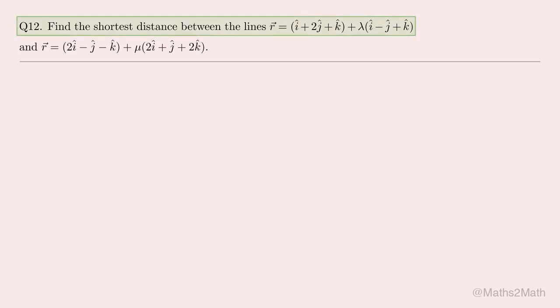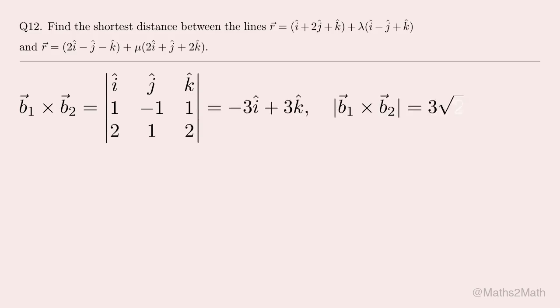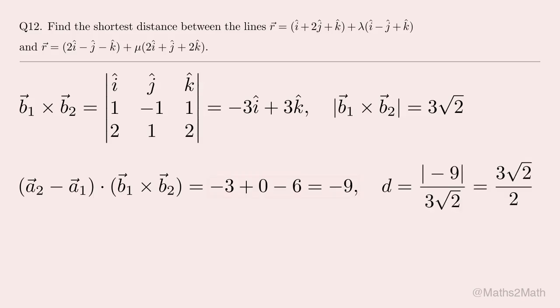Question 12. Skew lines, the cross product formula. b1 cross b2, then dot with the gap between the points. The cross of 1, minus 1, 1 and 2, 1, 2 is minus 3i hat plus 3k hat, magnitude 3 root 2. a2 minus a1 is 1, minus 3, minus 2. Its dot with the cross is minus 3 minus 6, minus 9. Modulus over 3 root 2, 3 root 2 over 2.